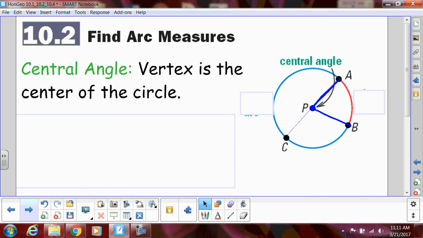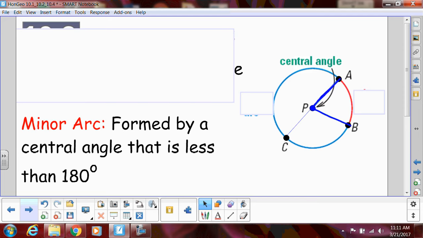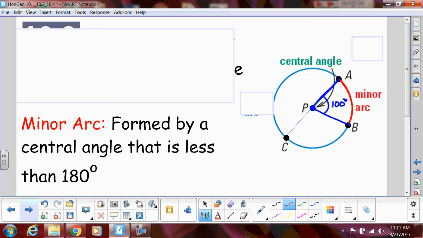Now, a minor arc is formed by a central angle that is less than 180 degrees. So let's say this was 100 degrees. Then the minor arc, which is this red arc, so the arc is what traces the actual circle. Notice that the angle is inside of the circle, but the arc is the actual edge of the circle. And then that arc would be the same as that central angle. So if that central angle is 100, then the minor arc is 100 degrees.